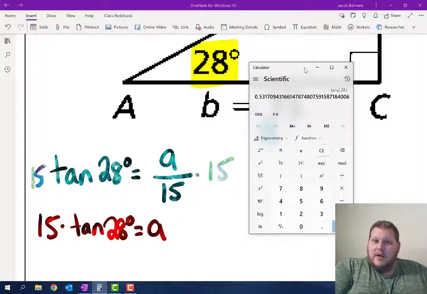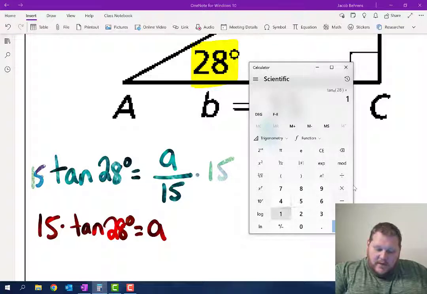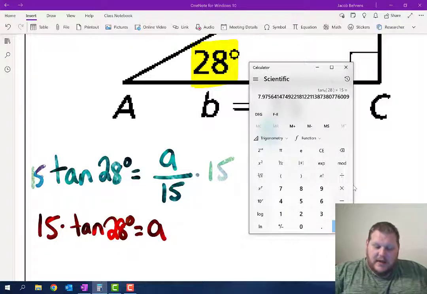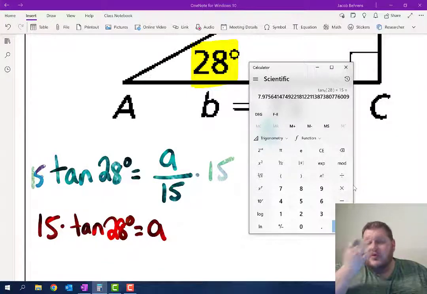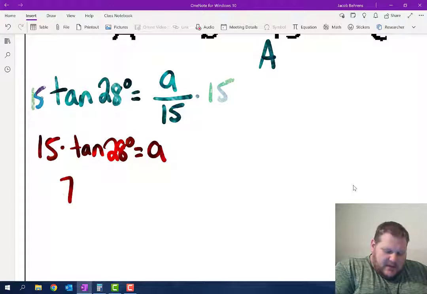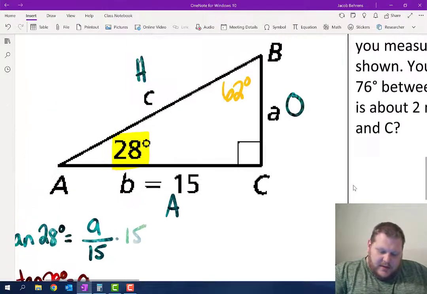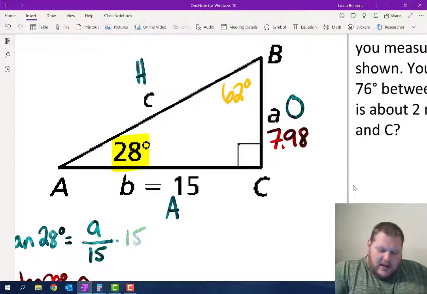As you can see on the screen underneath, we're doing 15 times that ratio. So without changing anything up, I'm going to just hit times 15, hit equals, and I get 7.9756, yada, yada, yada. And as usual, we'll just round it off to 2 decimal places. So in this case, 7.98. 7.98 is my A value. I'll go ahead and put that over here, 7.98.